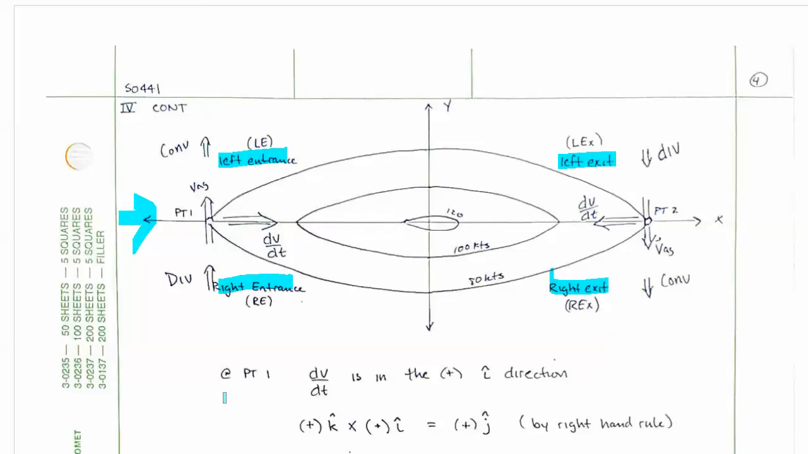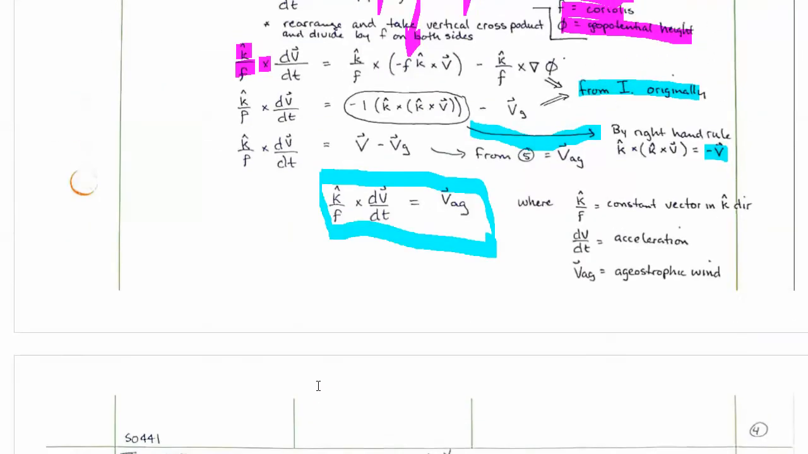So let's look at what happens with the equation. So I should have rewritten the equation, and I might do that now. I'll try to write it here and see if we can keep it in sight. So k hat over f cross dv dt equals Vag.